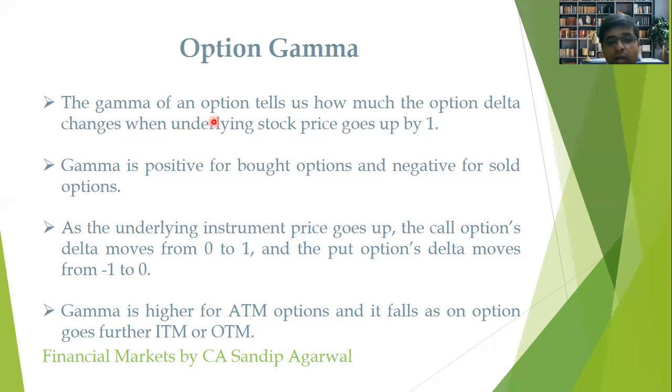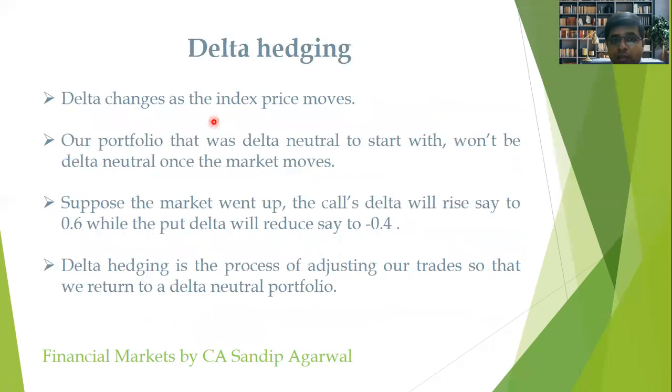Gamma is always higher for the at the money option, and it falls as the option goes further in the money or out of the money.